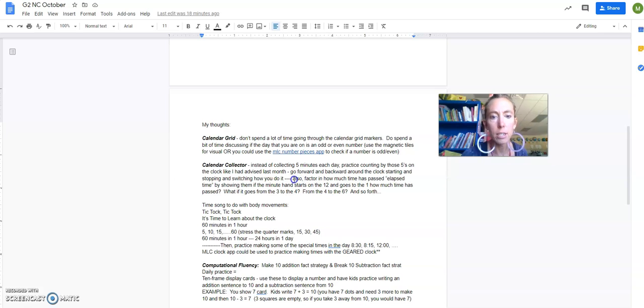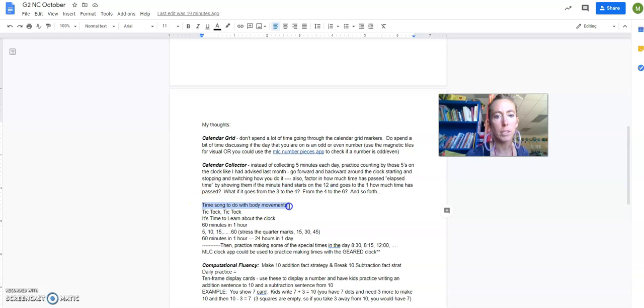And right here, also writing in this month, adding on the idea of elapsed time. So you would show them the minute hand starting on the 12 and make it go to the 1 and say, okay, how much time has passed? Not just 1 minute, 5 minutes. Okay, what if my minute hand starts at the 3 and goes to the 4? How much time has passed? 5 minutes again, right? So you're working on going from number to number, but knowing how many minutes that is. So that's what I wrote right there.